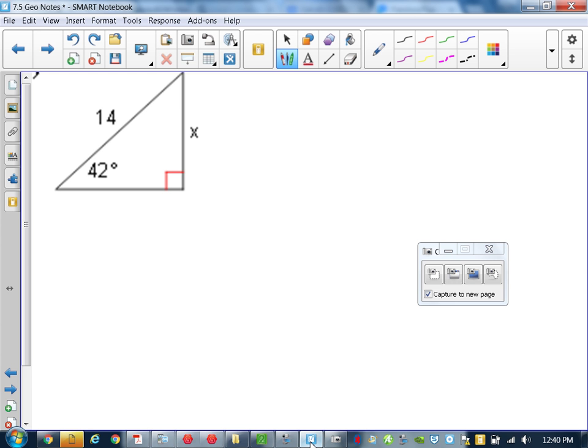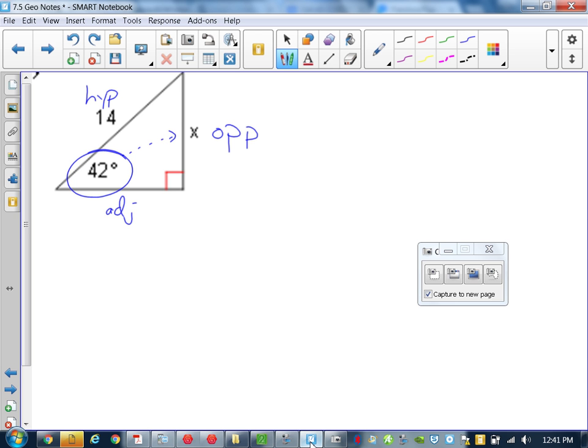What do you think I'm going to say to do first? Circle the angle. Which makes that side of x its opposite. Very good. The 14 is the hypotenuse. Good. And the missing side with nothing on it is the adjacent.